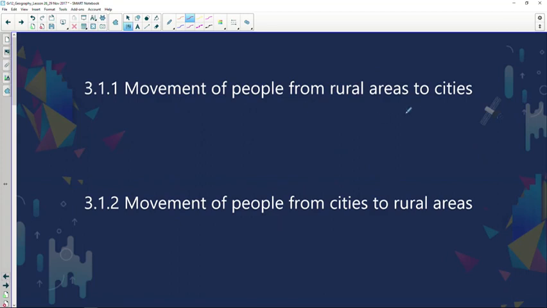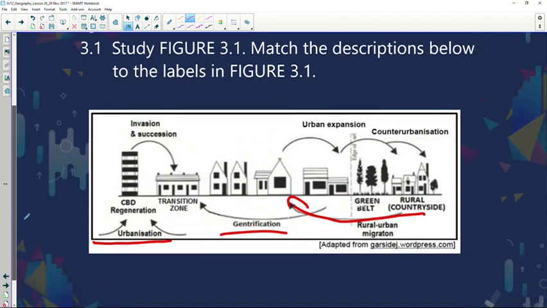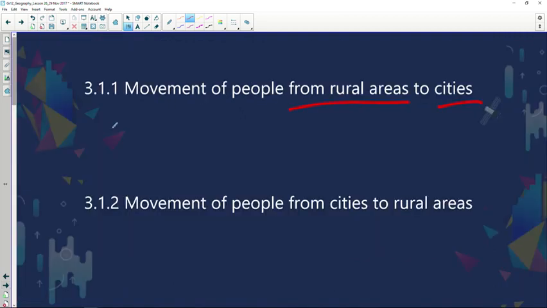So the first question is the movement of people from the rural areas to the cities. Now, if we go back to this diagram over here, there's the rural settlements. People move to the urban areas. What do we call it? It's rural-urban migration. Okay, keep in mind, this usually happens because of the push and pull factors taking place between the two areas.